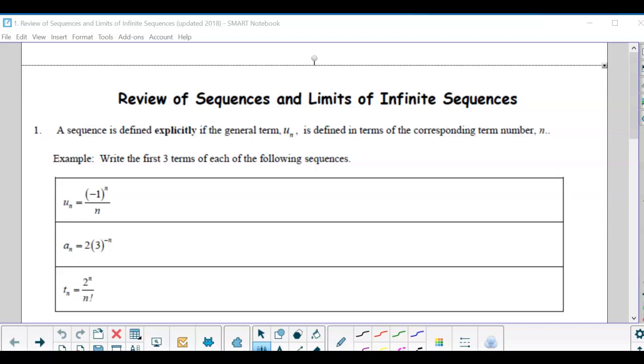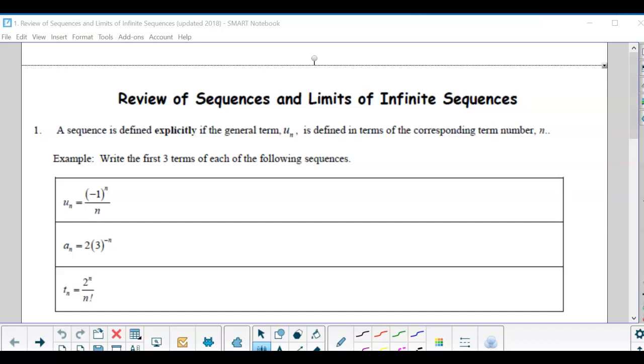All right, so we're starting the new unit, reviewing sequences and then looking at limits of infinite sequences. So a sequence, remember, is defined explicitly if the general term u sub n is defined in terms of n. Back in Math 20, we sometimes used Tn. IB does tend to use u's, so we're going to mix it around a little bit.